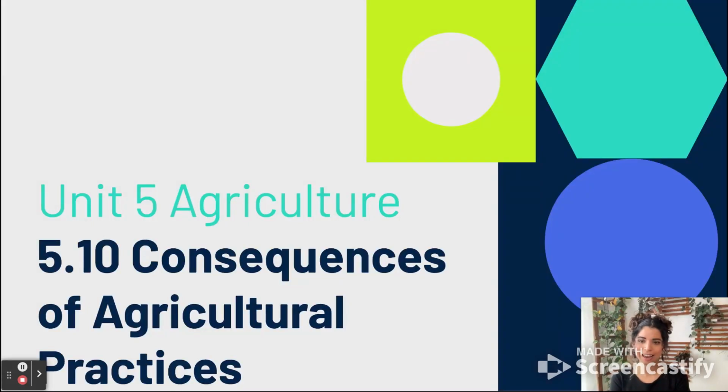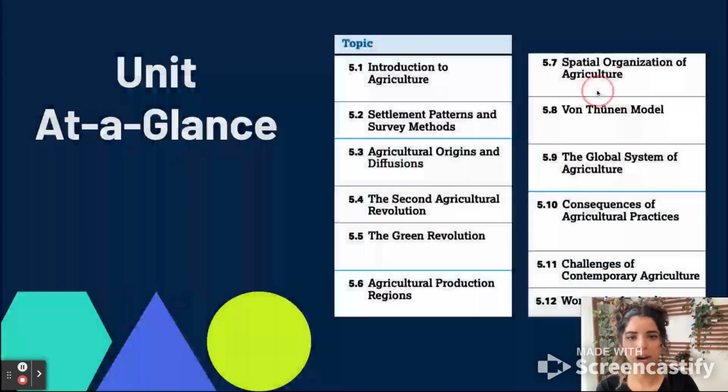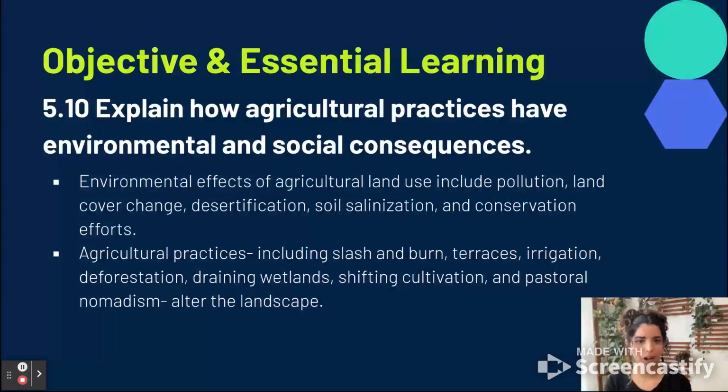Today we're on 5.10, Consequences of Agricultural Practices. So here's what College Board needs you to know. You need to be able to explain how agricultural practices have environmental and social consequences. So for environmental effects of agricultural land use, we see pollution, land cover change, desertification, soil salinization, and conservation efforts in order to combat some of these downsides.